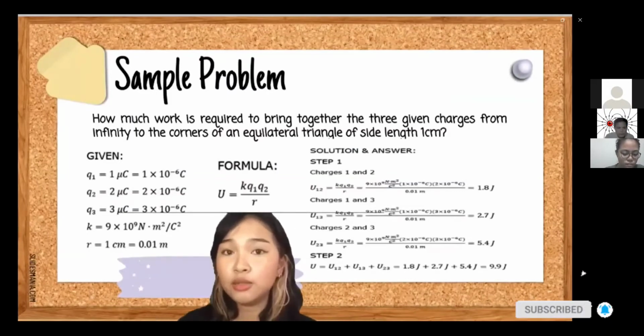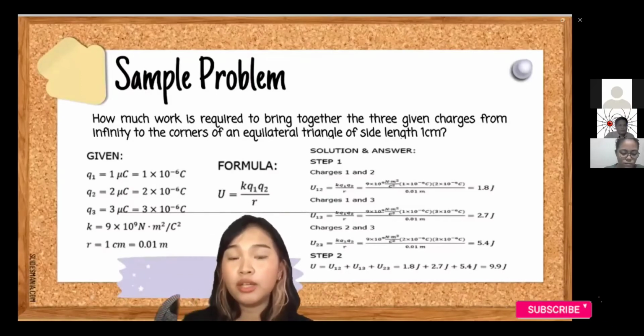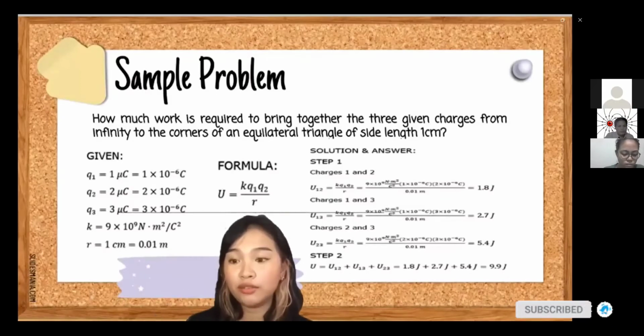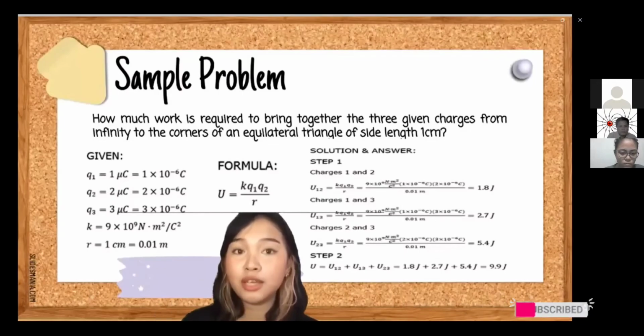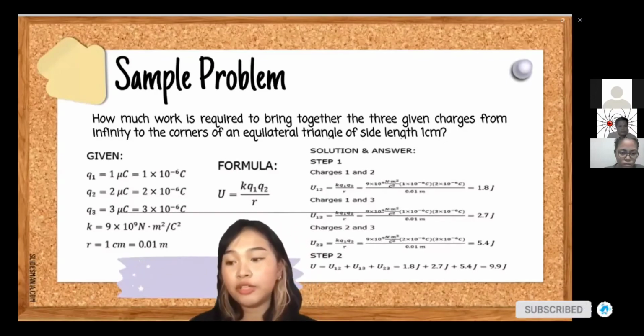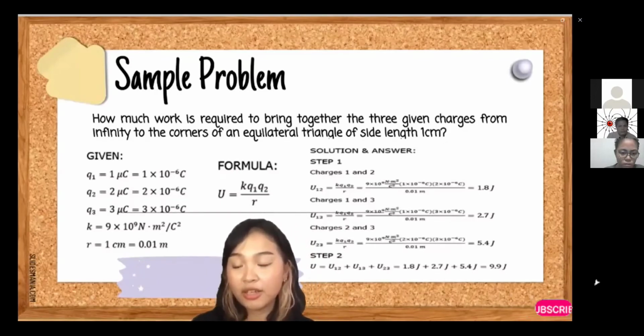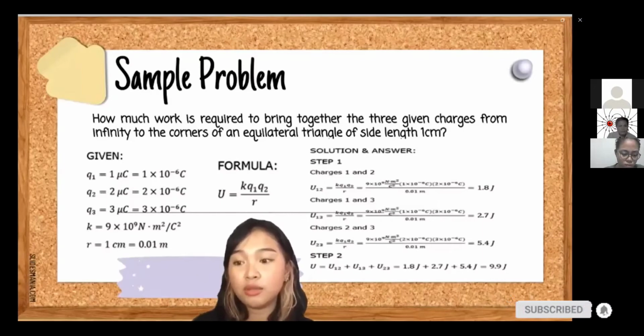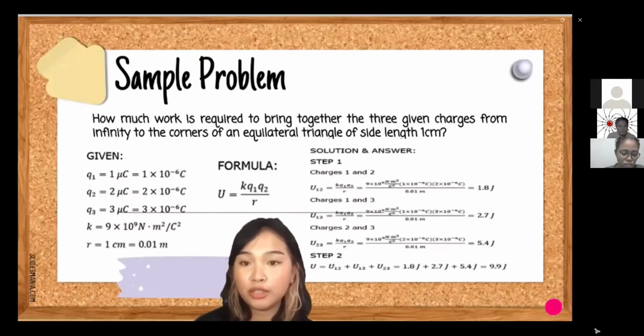And for the given, Q sub 1 is equal to 1 microcoulomb, which is 1 times 10 raised to negative 6 coulombs. Q sub 2 is equal to 2 microcoulombs, which is 2 times 10 raised to negative 6 coulombs. Q sub 3 is equal to 3 microcoulombs, which is 3 times 10 raised to negative 6 coulombs. K is the Coulomb's constant. And lastly, R is equal to 1 centimeter, or in meters, 0.01.